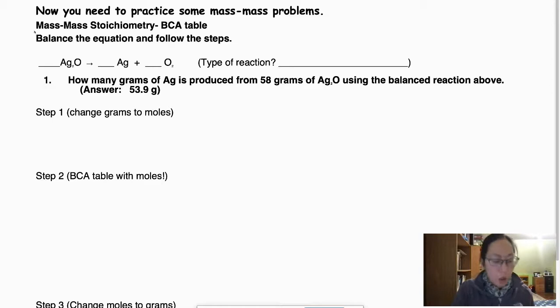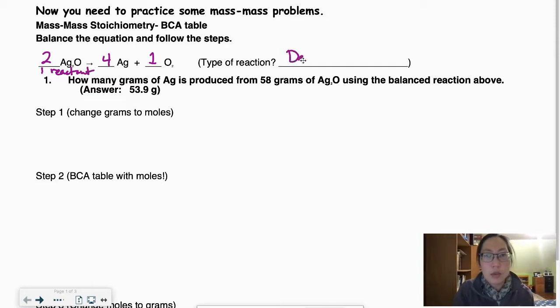So first of all, we always need a balanced equation. So let's see, we have two O's over here. Looks like I'm going to have to put a 2 here. That gives me 4 silvers. Let me put a 4 here. So this has to be 1. Looks like everything's balanced. Just for practice, this has 1 reactant breaking up into 2 pieces. This is a decomposition reaction.